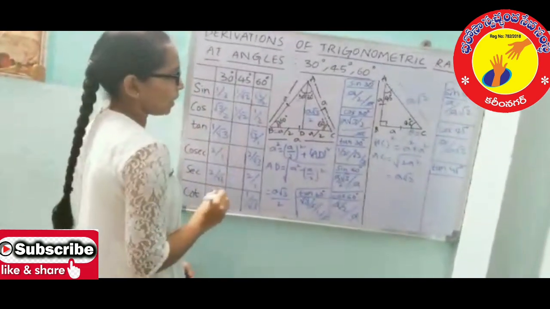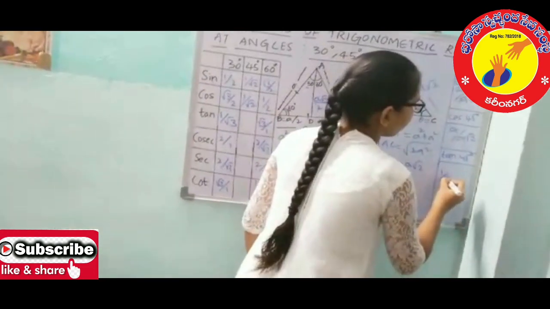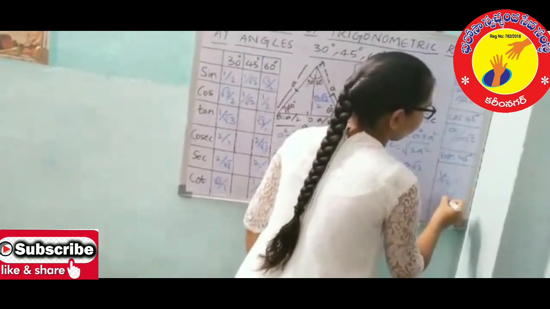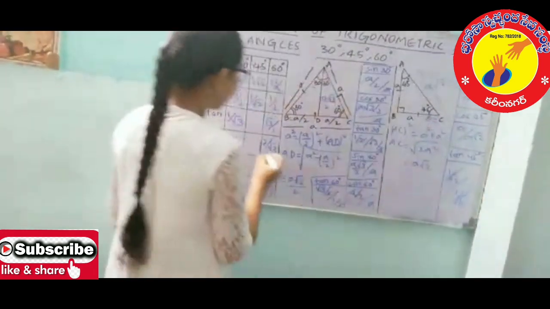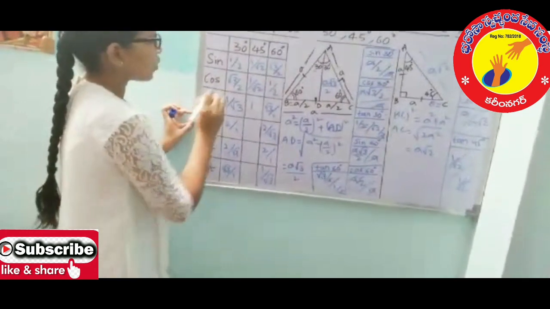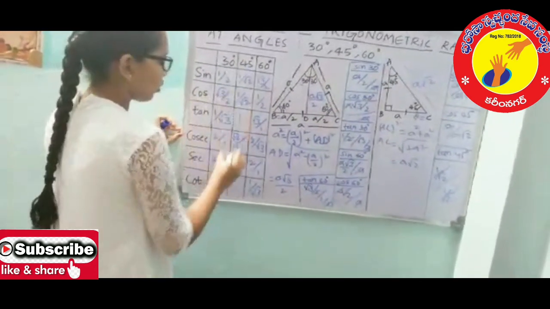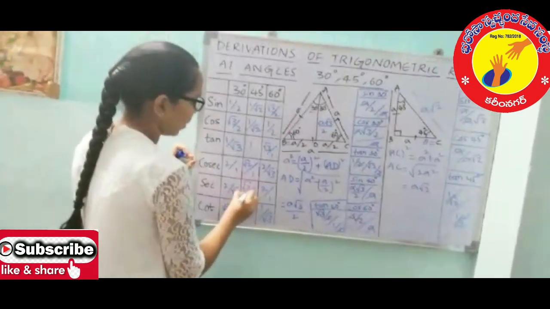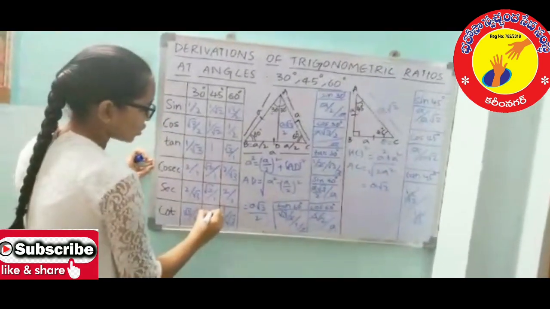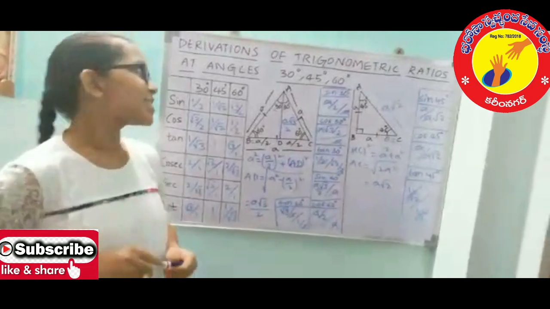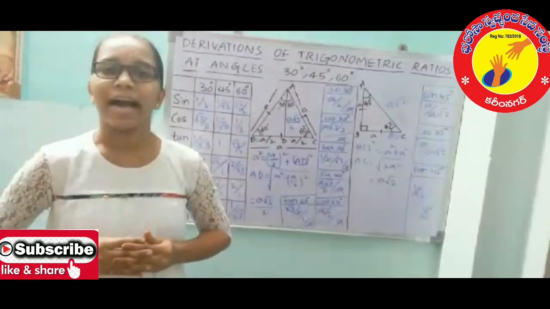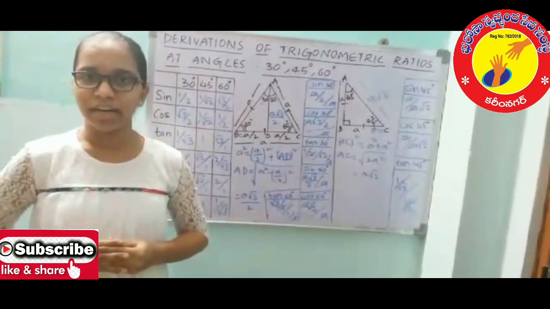Tan is equal to sine by cos. So here 1 by root 2 by 1 by root 2. Both are equal, so they get cancelled and we get 1. Cosecant is equal to 1 by sine. So root 2 by 1. Secant is equal to 1 by cos, that is root 2 by 1. Cot is equal to 1 by tan. So we get 1. So friends, this is the derivation of trigonometric ratios at angles 30 degrees, 45 degrees and 60 degrees.